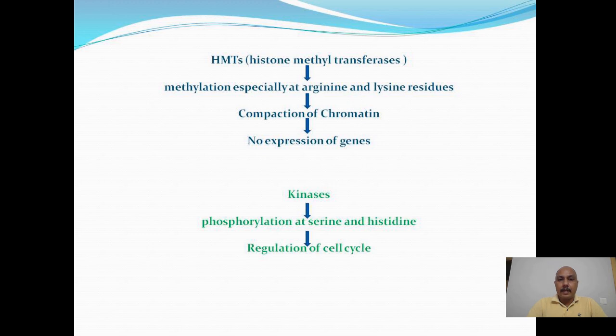Similarly, the histone methyltransferases cause methylation, especially at arginine and lysine residues of the histone tails, that causes compaction, and that's why there would be no gene expression. The phosphorylation of the histone especially occurs at serine and histidine, and is created by kinases. It has a crucial role in the regulation of the cell cycle.